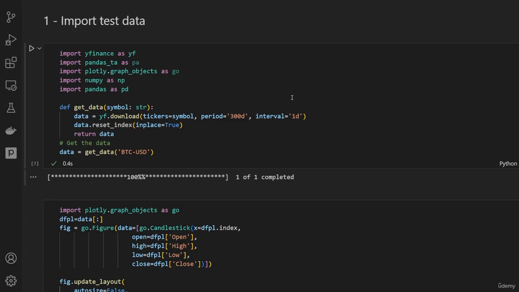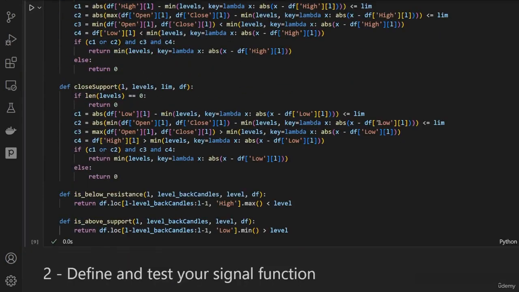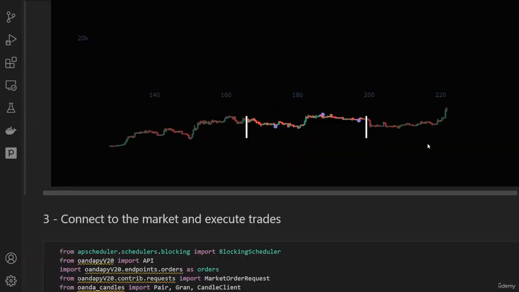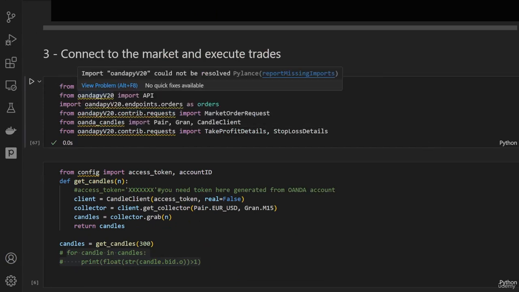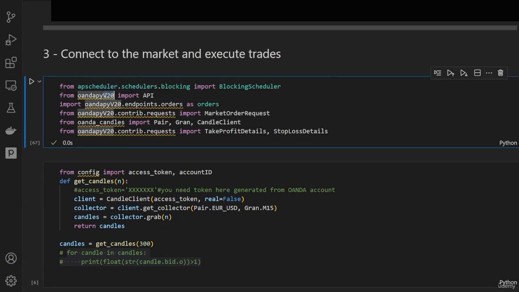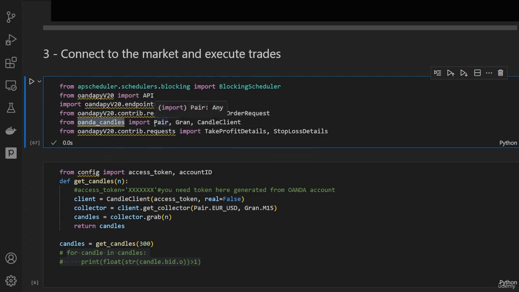And the second step is to go through their documentation and read what kind of functions they are providing, what kind of classes they are providing. For example, in the case of Oanda, they are providing this API here, Oanda Python v2.0, so v20. And they have also the Oanda candles. So this is to grab the candles. And it provides these classes, they provide different functions that we're going to import and we're going to use to open our trades on the market.